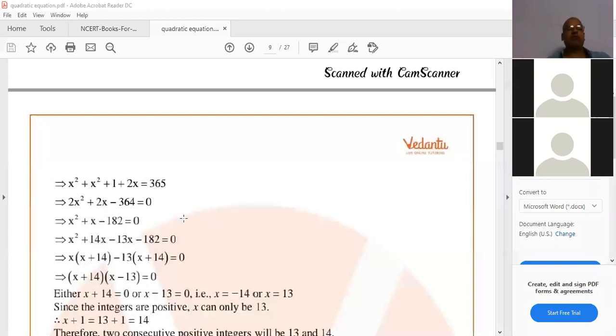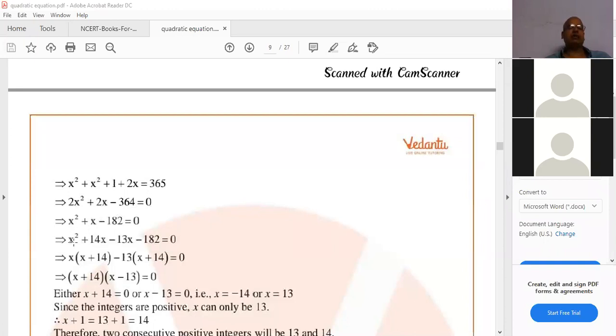Again, like the previous one, but here the middle term is plus 1, the difference. There it was minus 27, but now plus 1 is there. That's why we can take plus 14 and minus 13. You'll get minus 182, since 14 times 13 is 182.